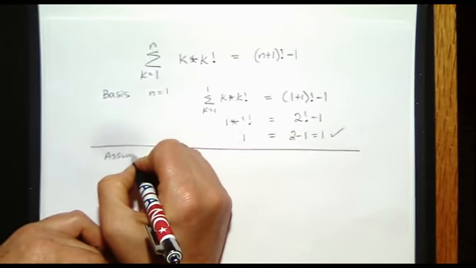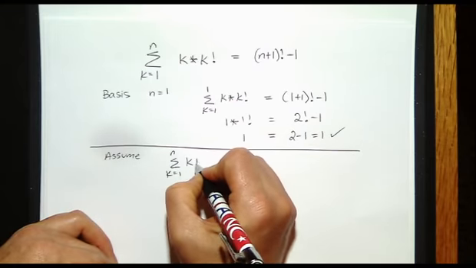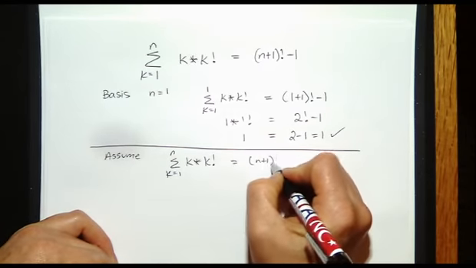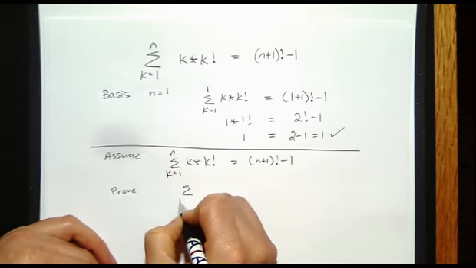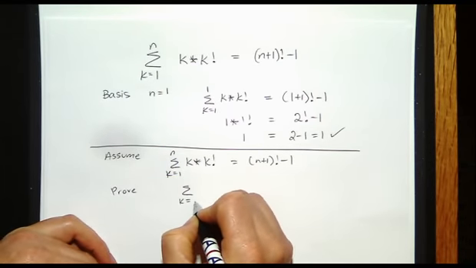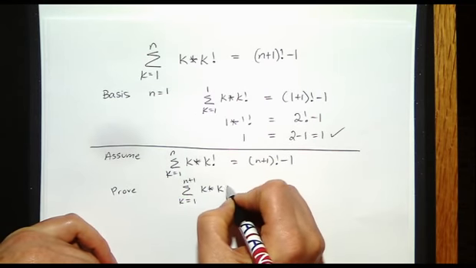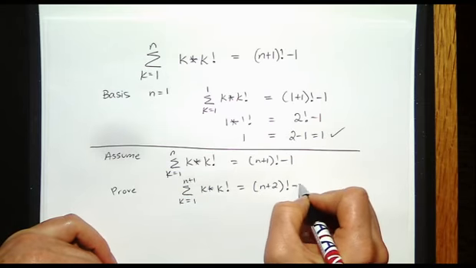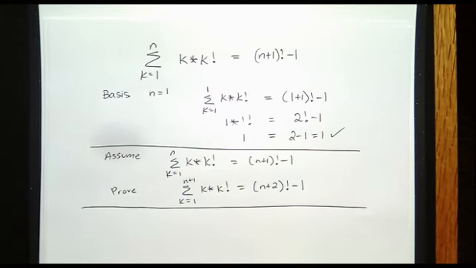Then I write assume, and I copy over what I'm trying to prove. And then I write the prove, which is exactly the same, but everywhere I have an n, I replace it with n plus 1. Notice that I don't change what's inside this summation because there's no n's in there. So there's my problem set up.